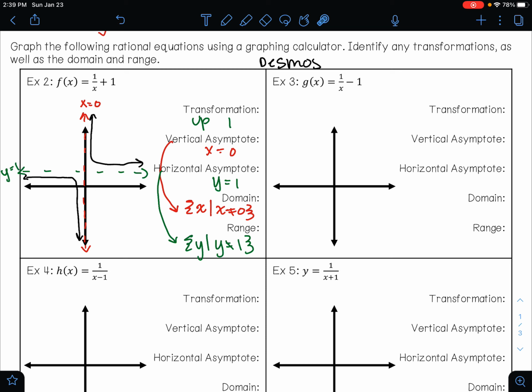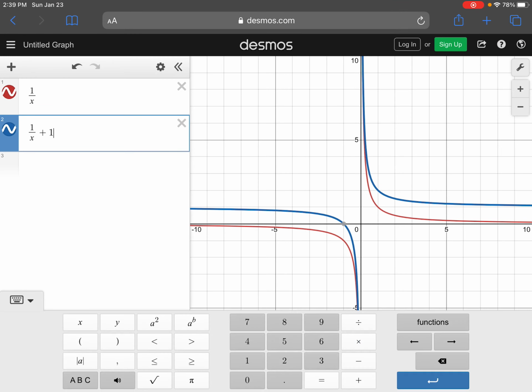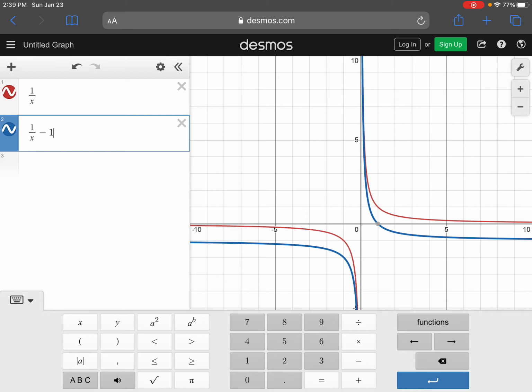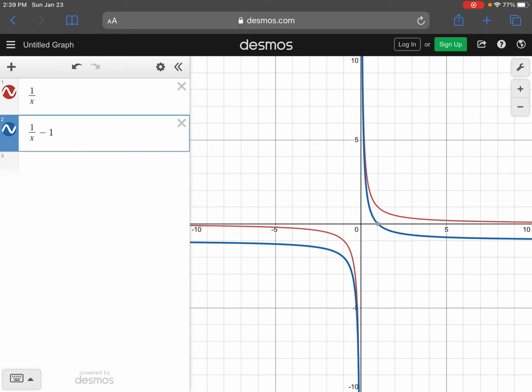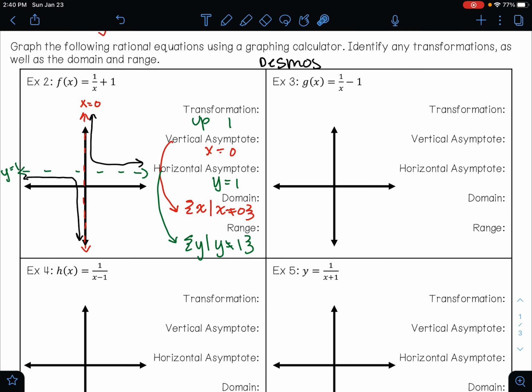Let's look at the same thing for example 3. Here we have g of x equals 1 over x minus 1. If I open up Desmos here, I'm just going to go ahead and change this to minus 1. And now I can see that everything has been shifted down 1 unit. So here we're going down 1 unit every time. And so our transformation is down 1 unit.